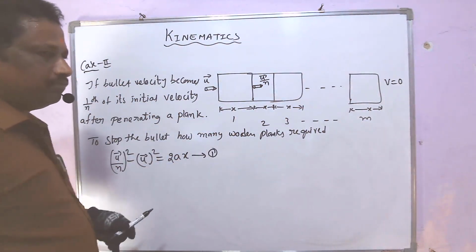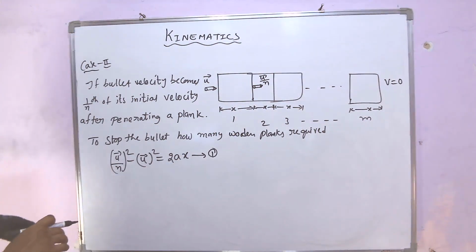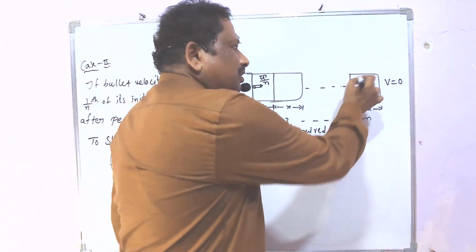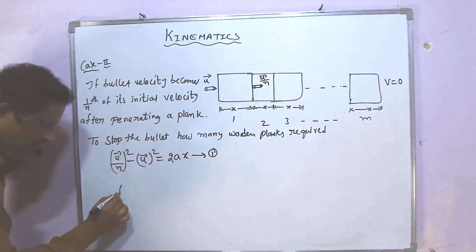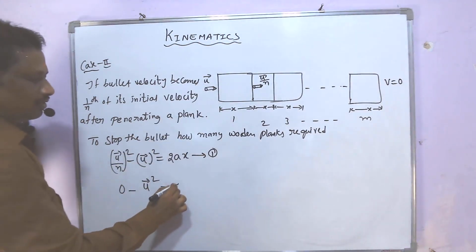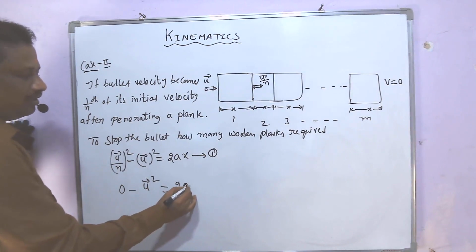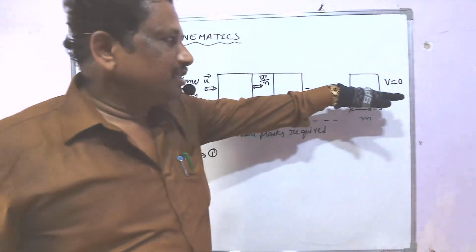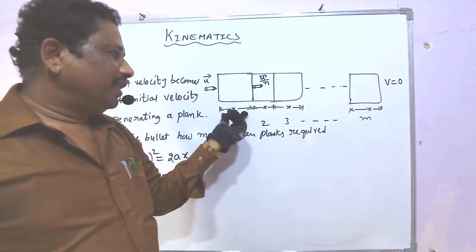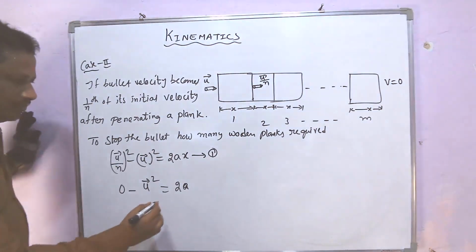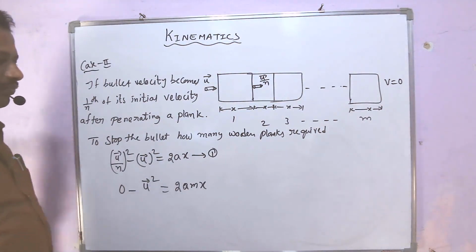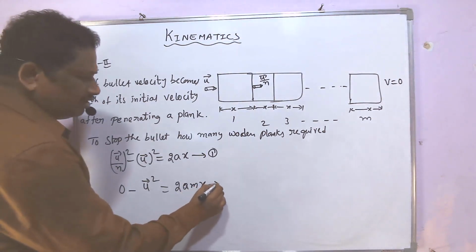Let this be equation 1. Next, when the bullet passes the mth plank, the final velocity will become 0. It started with initial velocity u, with acceleration a of the bullet. And displacement: how many planks does it cross? m planks, and each plank length is x, so the total displacement is mx, m into x. This will be equation 2.